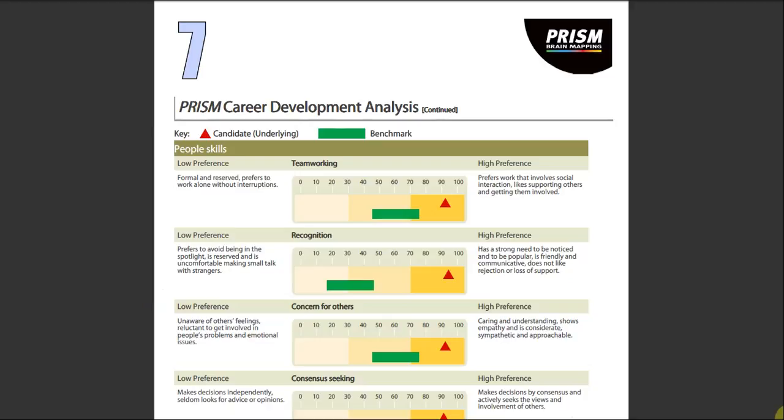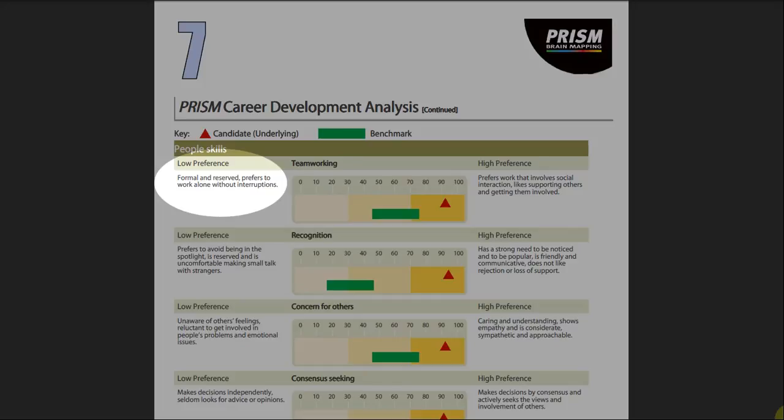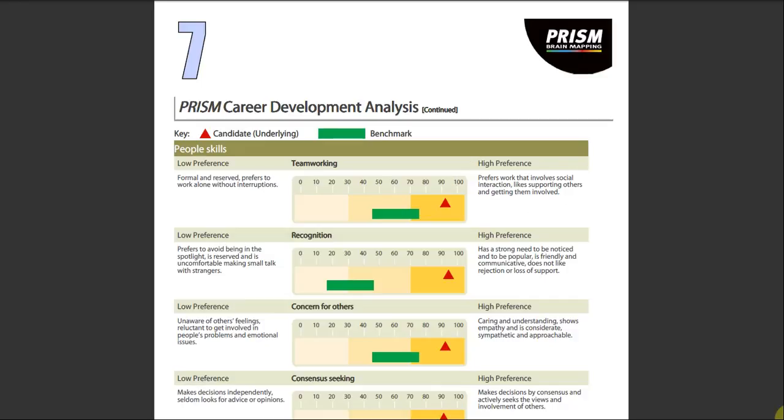Section 7. Career Development Analysis. This part of the report highlights 26 business-related activities for career development. Each key area is divided into a number of subsections. For example, on the first area of team working, the low preference is described as formal and reserved, prefers to work alone without interruption. And on the high preference, prefers work that involves social interaction, like supporting others and getting them involved. The benchmark range is shown as 45 to 75 by the green bar, and the candidate's preference is shown by the red triangle.